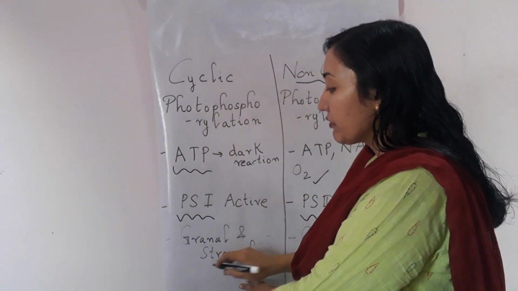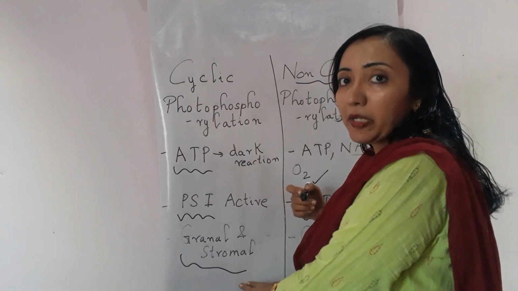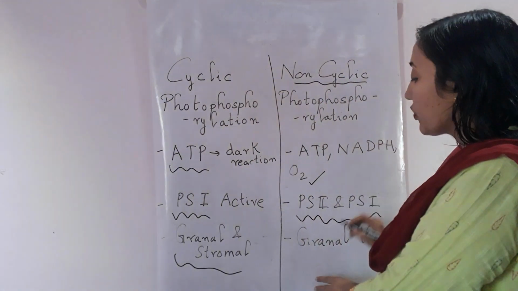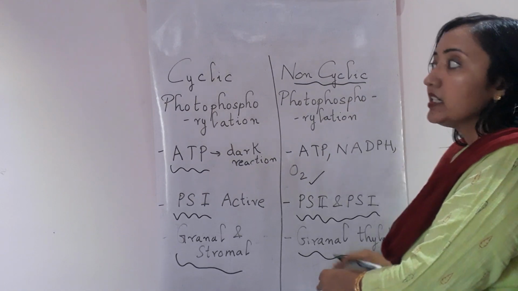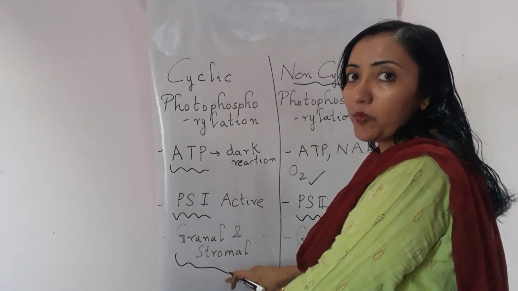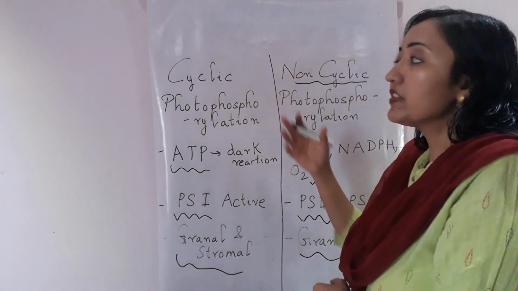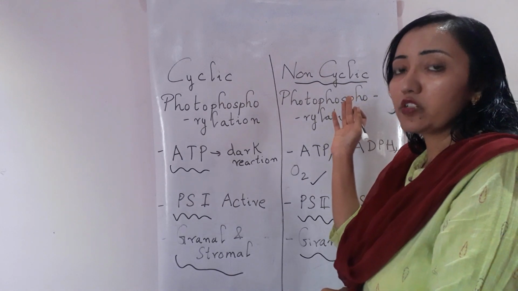Cyclic photophosphorylation occurs in granule thylakoid and stromal lamellae, whereas non-cyclic photophosphorylation occurs only in granule thylakoid. So we have seen the difference between cyclic photophosphorylation and non-cyclic photophosphorylation.